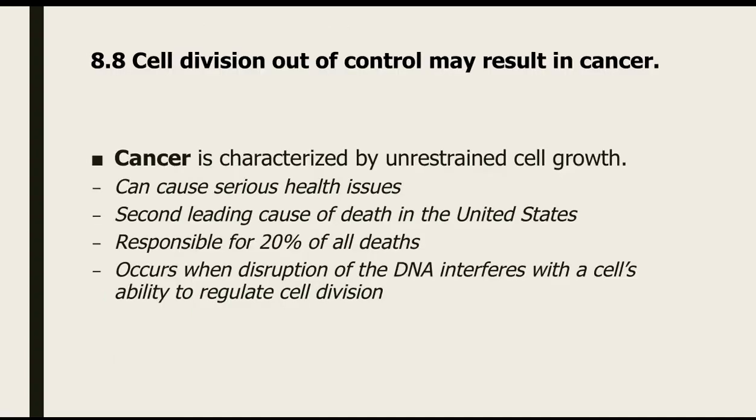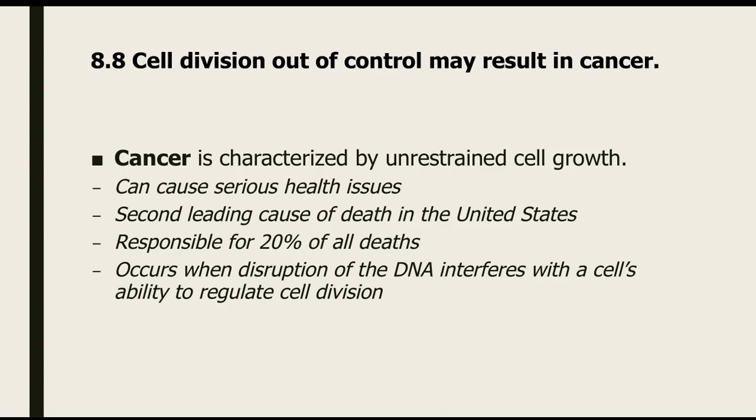One of the things that we know about cell division is that when cell division is not controlled, remember the stops in the cell cycle that we talked about earlier? When the cell cycle is not controlled, when it just keeps going and going and going through the cell cycle without even a breath in between, that's actually called cancer. So cancer is characterized by unrestrained cell growth, and of course this can cause serious health issues.